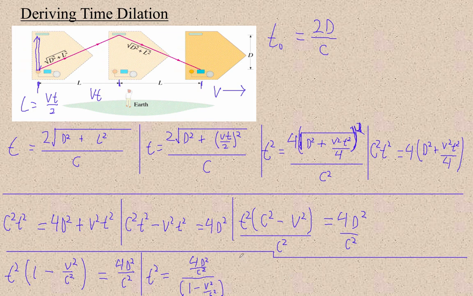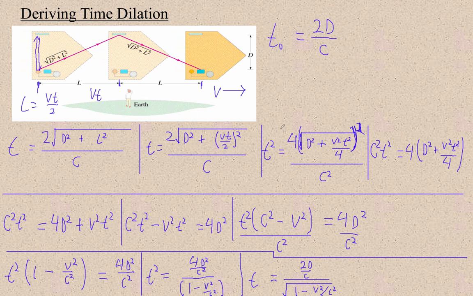All right. Oh, we are so close. Look at this. All I have to do is square root both sides. If I square root both sides, I get t equals, well, the square root of that is just 2d over c. And then the denominator simply becomes a square root. This looks really familiar, doesn't it? 1 minus v squared over c squared.